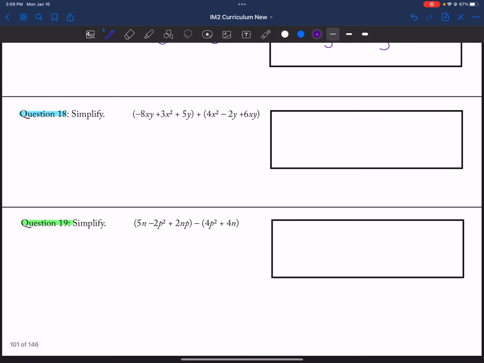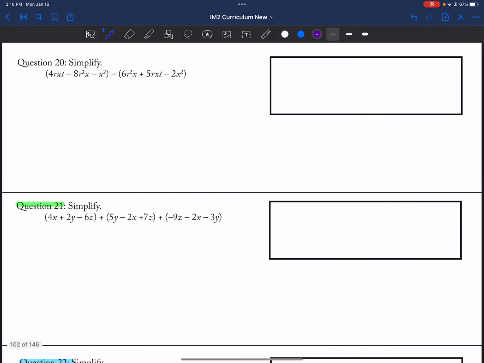And then here with 19, distribute my negative sign all the way through. So I have 5n minus 2p squared plus 2np minus 4p squared minus 4n. So now I have a negative 6p squared. And then I have a 5n and a negative 4n, which gives me 1n. And then a plus 2np. So negative 6p squared plus n plus 2np.